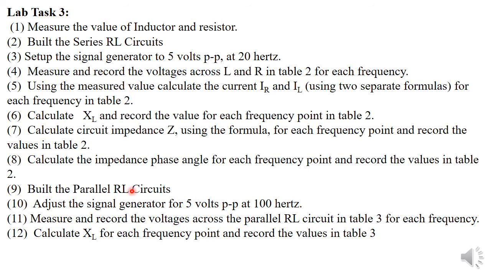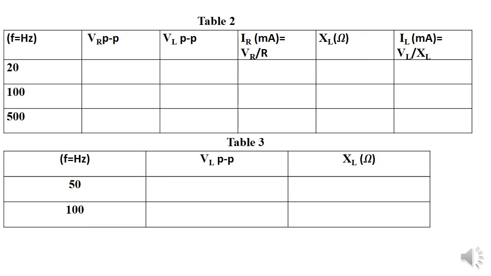Now build the parallel RL circuit. Adjust the signal generator for 5 volt peak to peak and 100 Hz frequency. Measure and record the voltage across the parallel RL circuit in table 3 for each frequency. Calculate XL for each frequency point and record the values in table 3. Fill out table 2 and table 3.